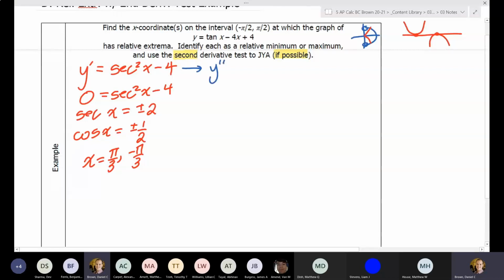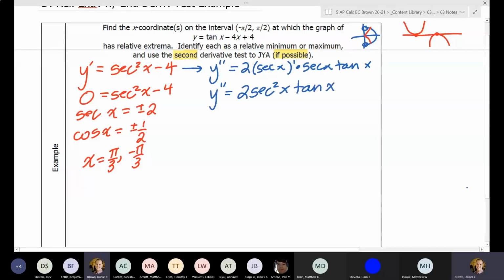So y double prime, make sure you use the chain rule here. This is secant squared. So the 2 is going to come down in front. The inside stays the same. The new exponent is the 1 times the derivative of the inside. The derivative of secant is the product of secant and tangent. I'm going to clean this up to make it a little bit easier for us. So my second derivative ends up being 2 times secant times secant, which is secant squared, times the tangent of x.